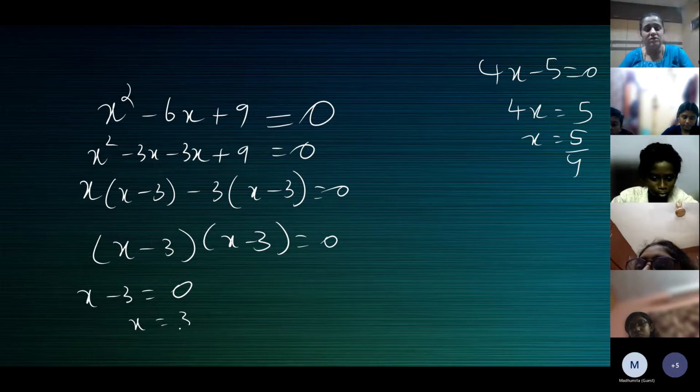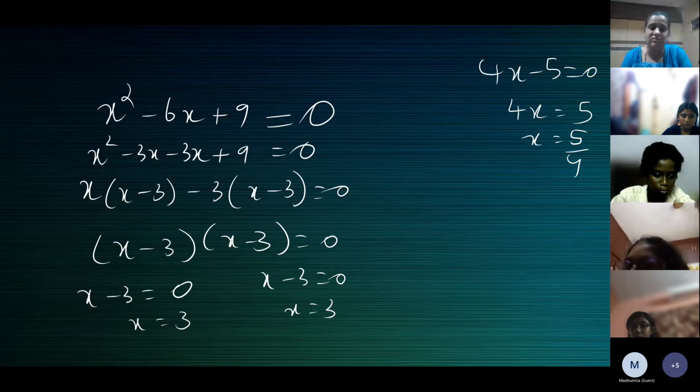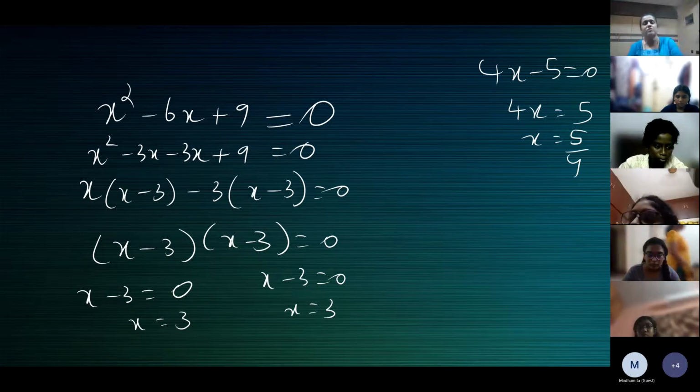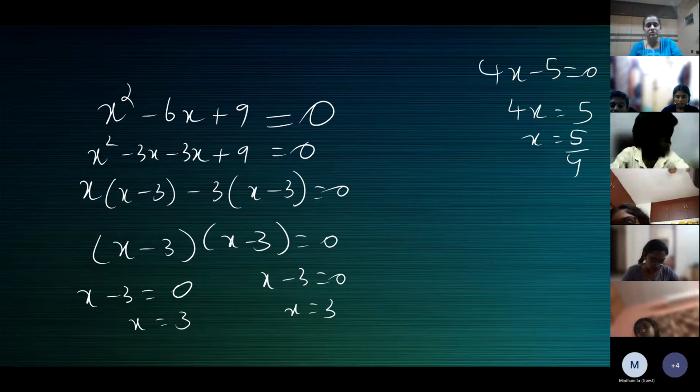X is equal to 3. X minus 3 is equal to 0, so x is equal to 3. You're getting the same answer in both the cases. X is 3 in both the cases. That means this quadratic polynomial has only one 0, because both the values of x are 3. So that doesn't make it two zeros. So x is equal to 3, which means this quadratic polynomial has only one 0.